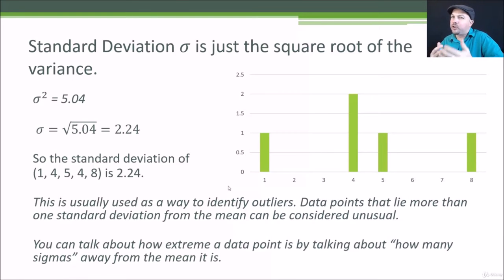Now there is still a judgment call as to what you consider an outlier in terms of how many standard deviations. You can generally talk about how much of an outlier a data point is by how many standard deviations from the mean it is. So that's something you'll see standard deviation used for in the real world.